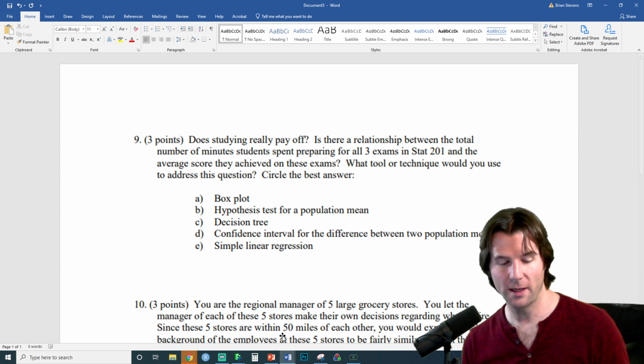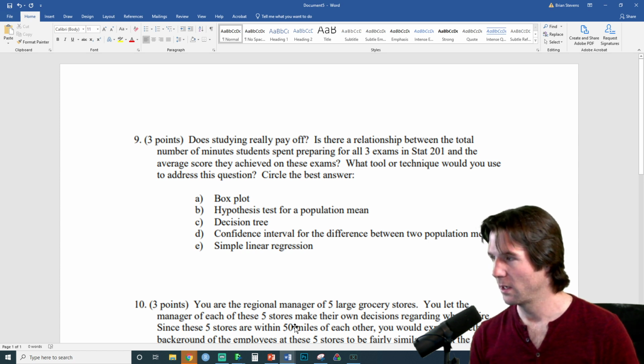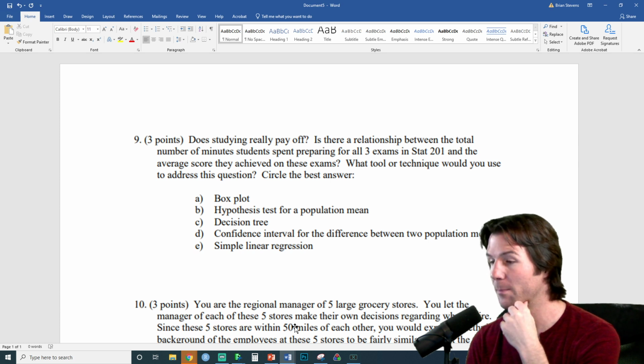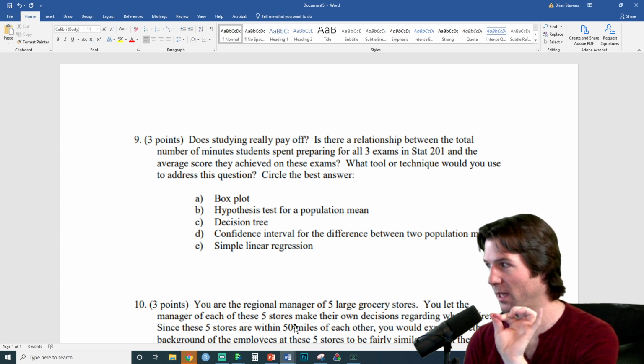So let's go here and let's make some notes. A box plot is for how many types of variables? Thank you, Brian. Kind of. Julio, you're kind of right. But wait a minute. A box plot.